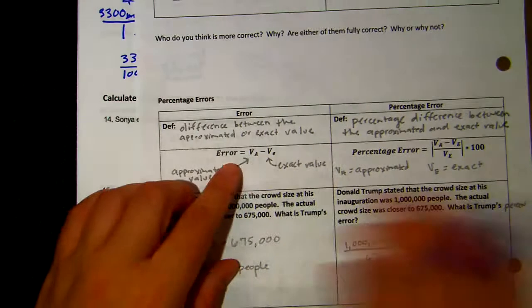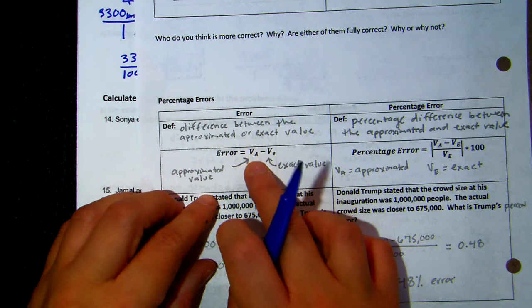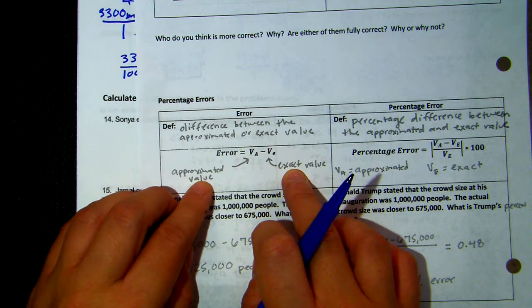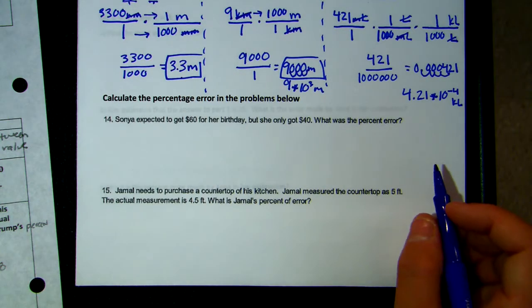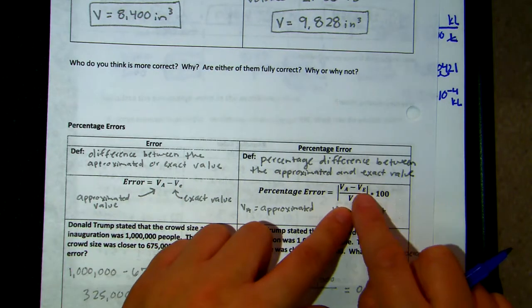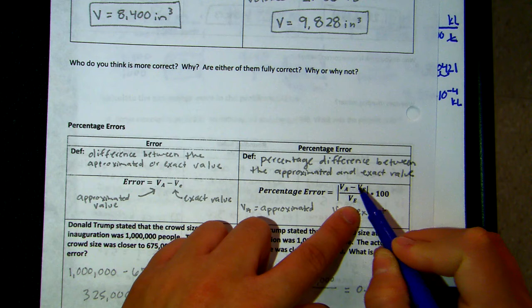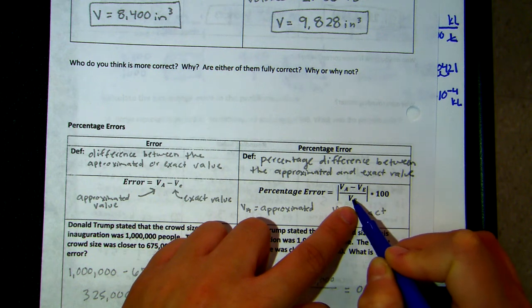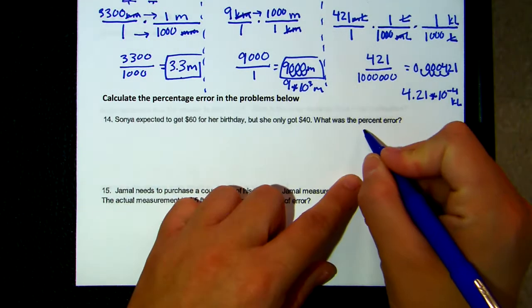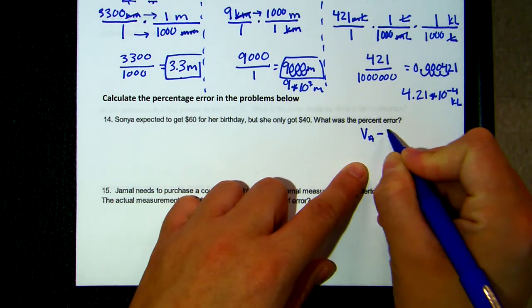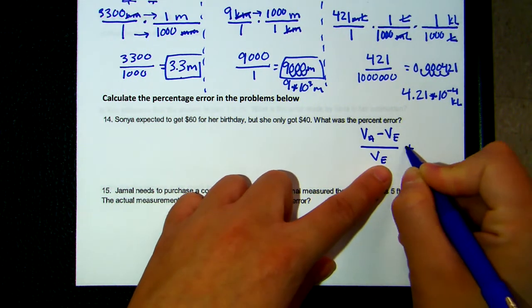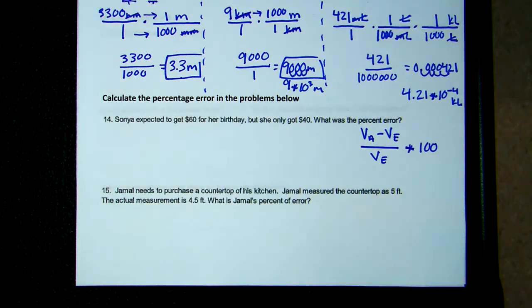Okay, so we have two values in percent error. We have our A value, which is our approximated value, and then E, or our exact value. So we've got our approximate minus our exact to calculate error. To calculate percent error, we do our approximate minus our exact divided by the exact times 100 to convert it to a percent. So here I'll write the formula again over here. Our approximate minus our exact divided by our exact times 100 to get it to that percentage.